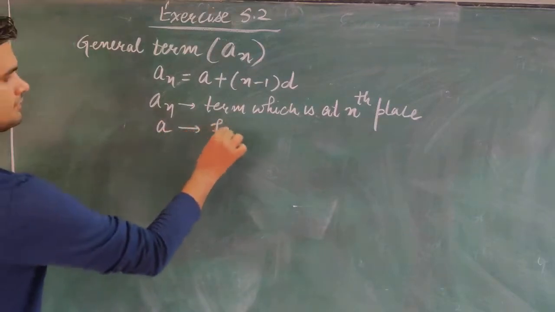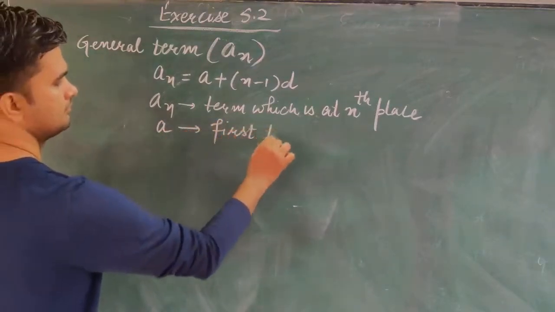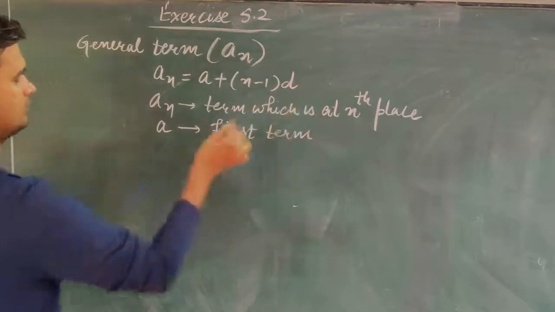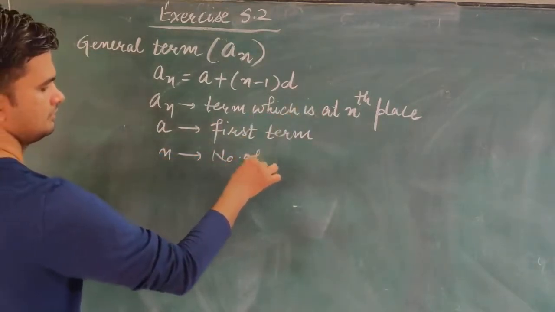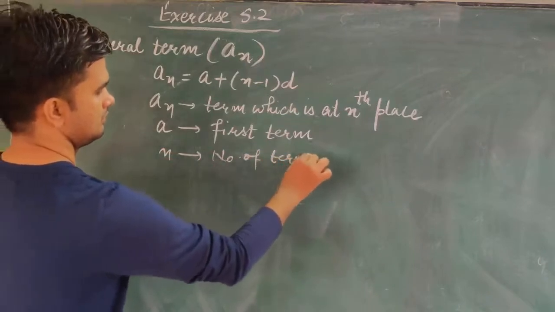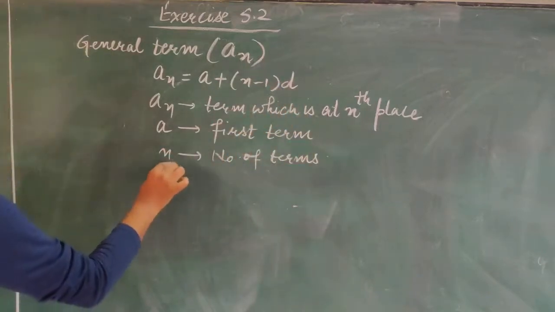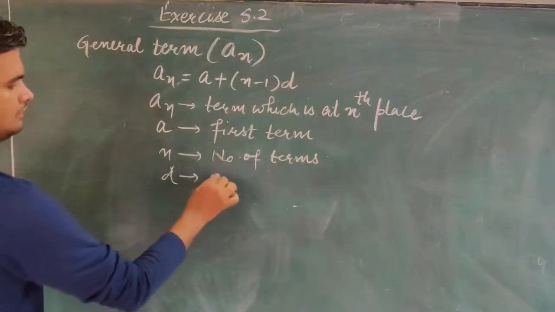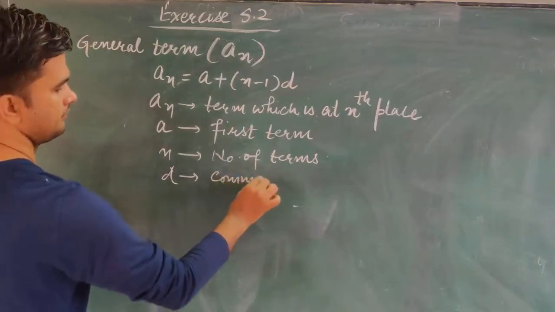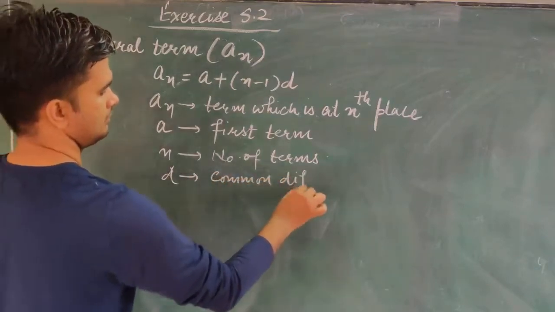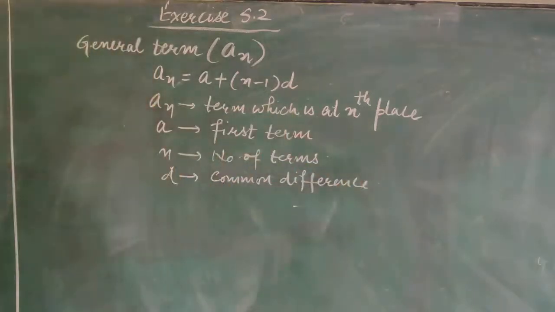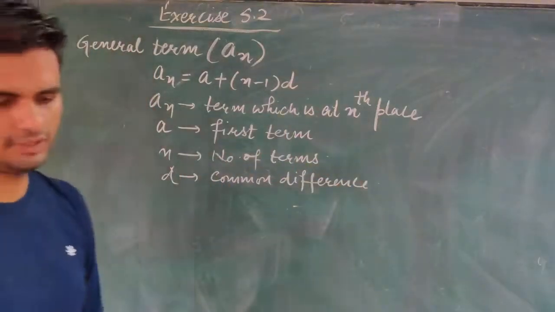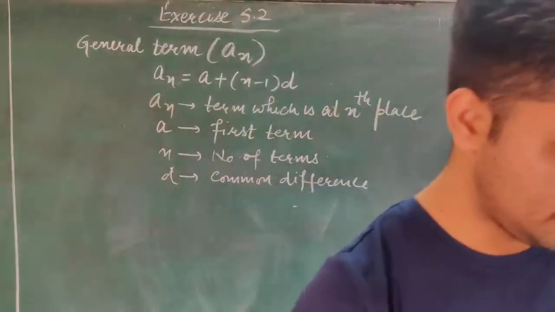A means the first term, N means the number of terms, and D means the common difference. Now come to your exercise, question number 1, first part.